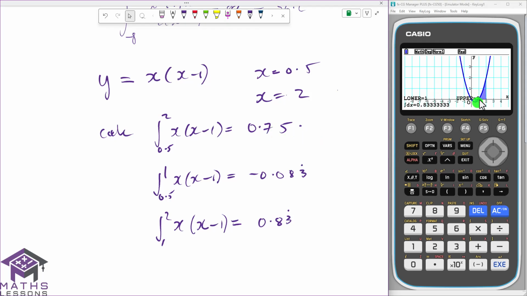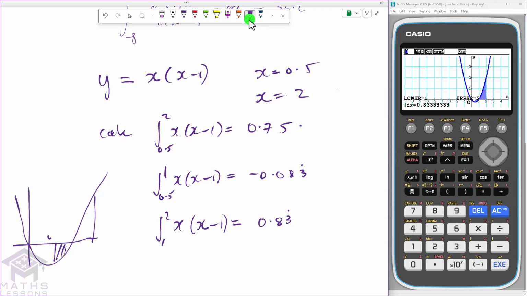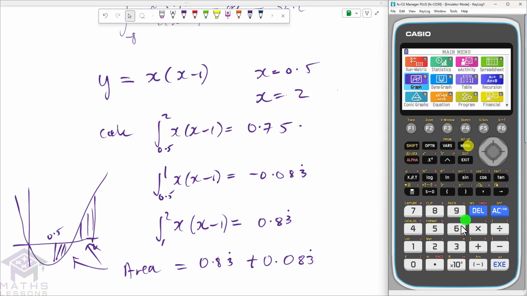So actually, it's not the total area between the curve and the x-axis. If we just copy that sketch onto here, what we have is this area here, and this area here. So there's 0.5 and there's 2. What is happening? Those areas are cancelling out. So actually, the total area is going to be equal to 0.83 recurring plus 0.083 recurring.